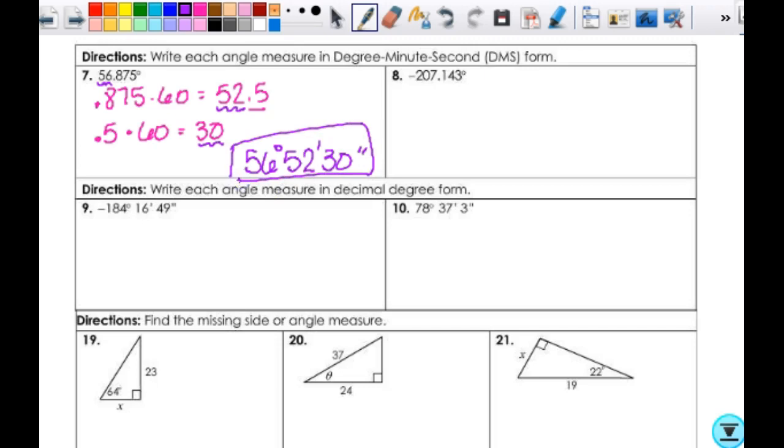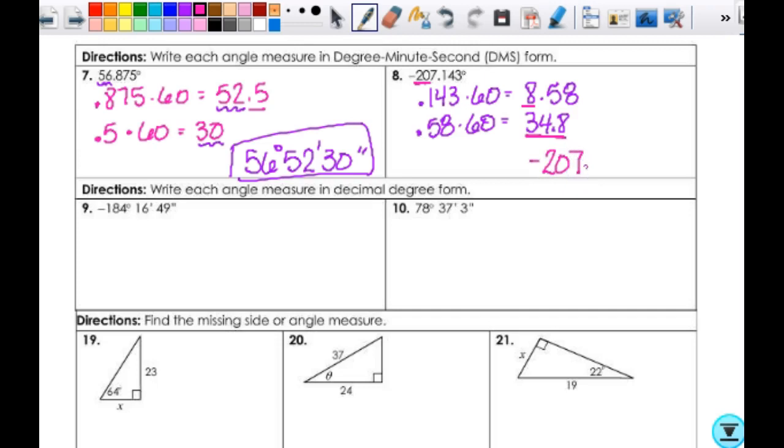So on number 8, where you've got the negative, you just let the negative be negative and just plop it back on there at the end. So we take this 0.143, we're going to multiply that by 60. And that gives us 8.58. So we take that 0.58, multiply it by 60, so that we get 34.8. So now we have converted. These are our degrees, these are our minutes, these are our seconds, and we are going to round here. So we get negative 207 degrees, 8 minutes, and 35 seconds.